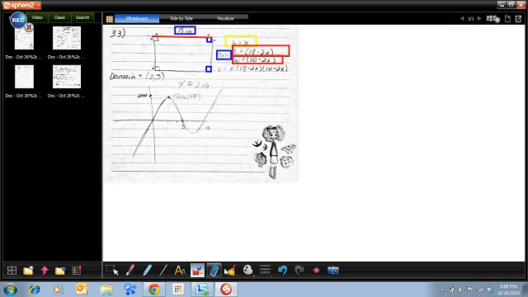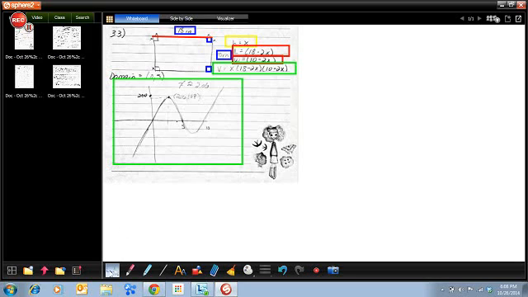So the volume formula ends up being the length times the width times the height, right? My height is x, my length is 18 minus 2x, and my width is 10 minus 2x. Now I just went ahead and put that into a graphing utility. I used my iPad, and this is what it turned out to look like.